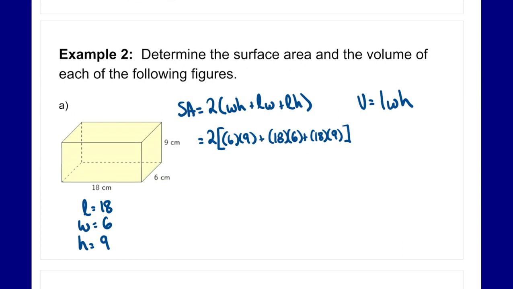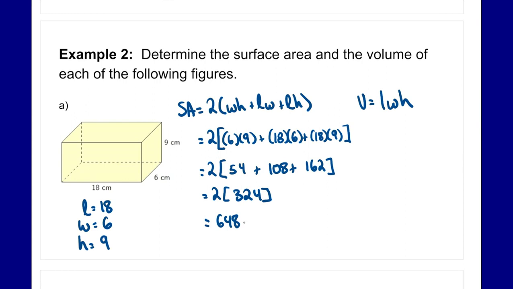I'm going to go through and simplify. I need to do what's inside my brackets first. So 6 times 9 is 54, plus 18 times 6, which is 108, plus 18 times 9, which is 162. Now I'm going to add all of those up. So 2 times 324, and I get 648 centimeters. And because it's an area, I'm squaring it, 648 centimeters squared.